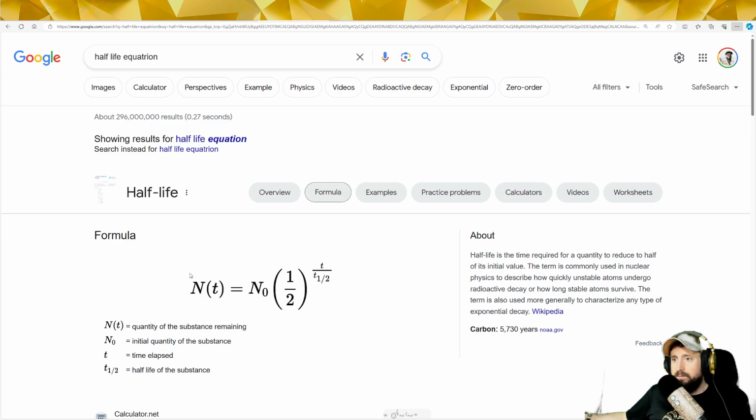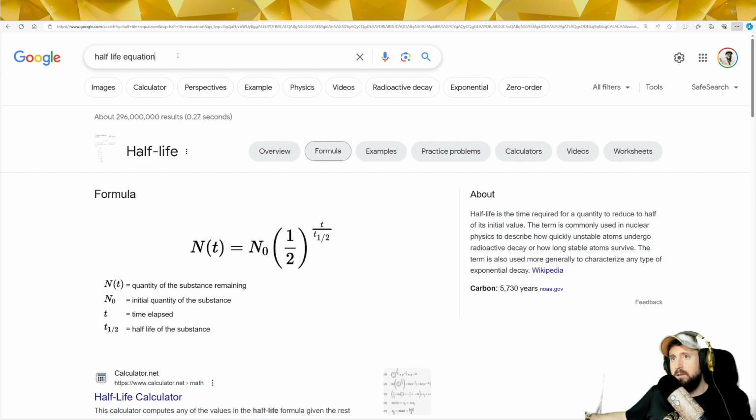There we go. This is what I want. Sorry, it's not e to the negative x. It's 1 half to the... I mean, you can represent it. One sec. Half-life equation. You can do it with e.